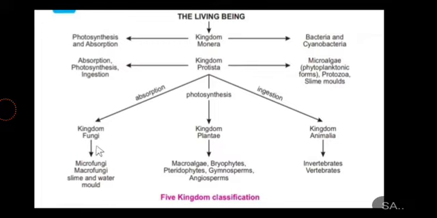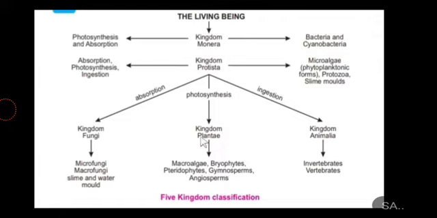Actually, if you look at the body structure of the fungus, then its body is called mycelium, that is made up of hyphae. And these hyphae allow the fungus to absorb the nutrition from the organisms and from soils. So which organisms are there in Kingdom Fungi? There are microfungi, macrofungi, slime, and water mold.